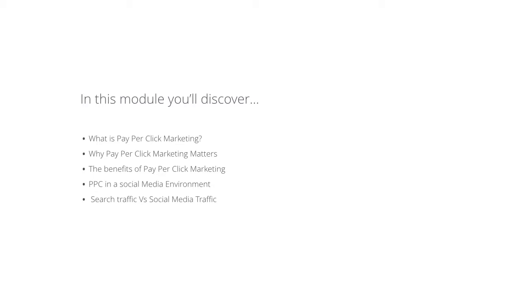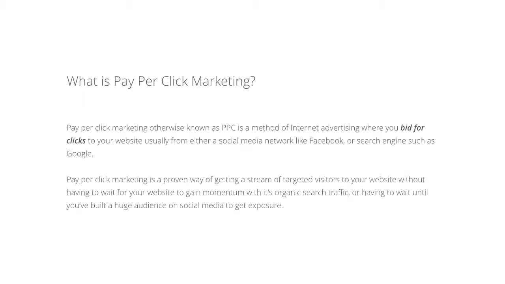So let's start by defining pay-per-click marketing and why it's important to you as a small business owner. Pay-per-click marketing, otherwise known as PPC, is a method of internet advertising where you bid for clicks to your website, usually from either a social media network like Facebook or a search engine such as Google. Pay-per-click marketing is a proven way of getting a stream of targeted visitors to your website without having to wait for your website to gain momentum with its organic search traffic, or having to wait until you've built a huge audience on social media to get exposure.